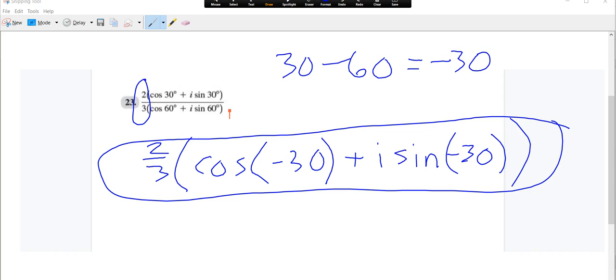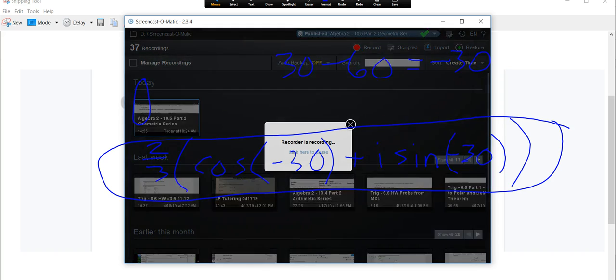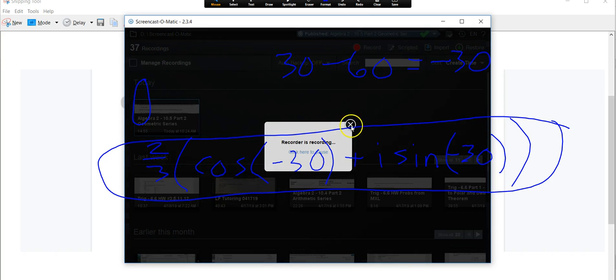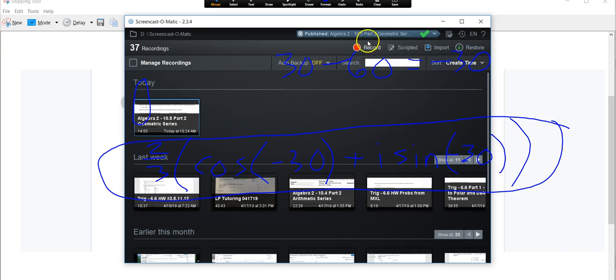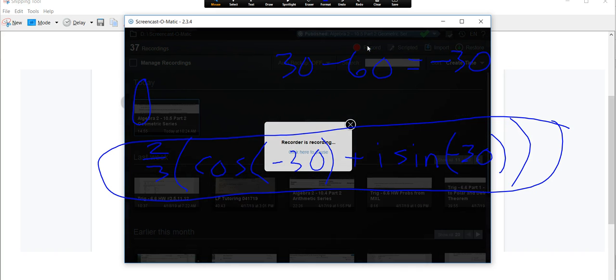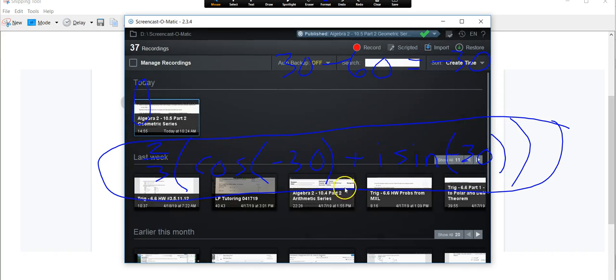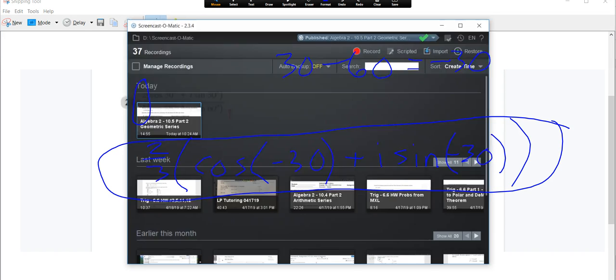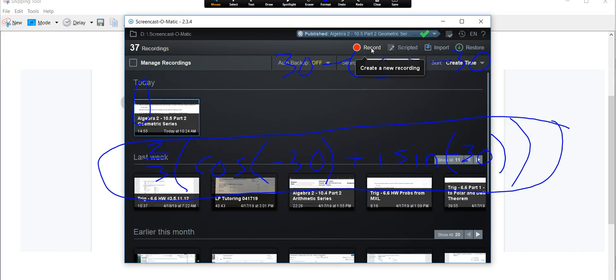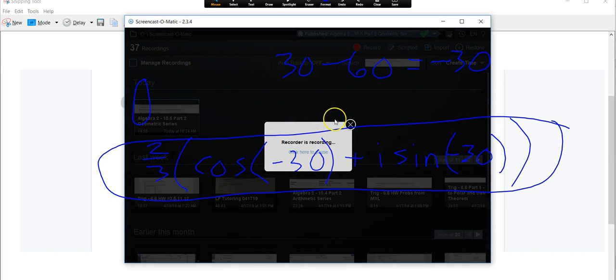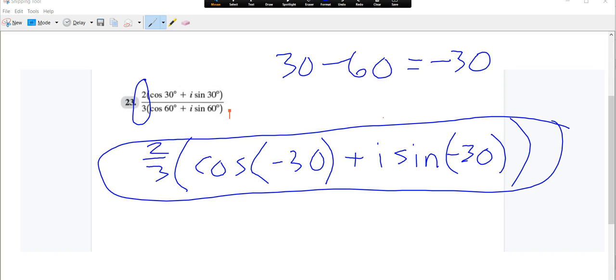What happened to my... The recorder is recorded. Great. Where is it? Why am I not seeing it? That's the question. Create a new recording. I thought I was in the middle. Recorder is recording. Click here to... Okay, so 37, yeah.